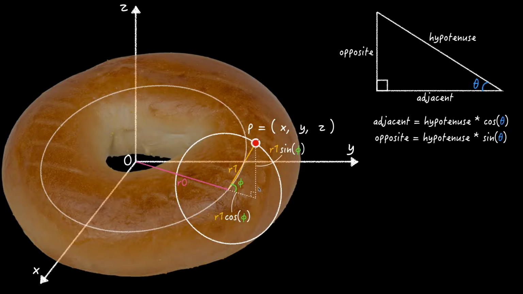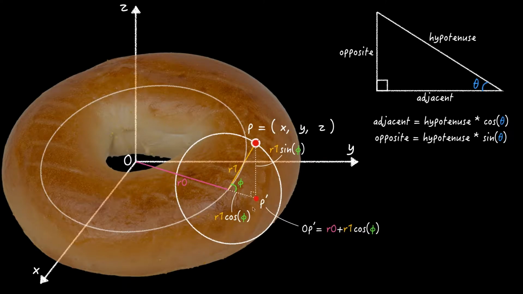If I draw a vertical segment from this point P to the xy plane and define this angle as phi, then the length is going to be R1 sine phi. Because according to SOH CAH TOA, this vertical segment is opposite of this R1. You see that? So it's defined as hypotenuse times sine of the angle. Whereas this segment is adjacent, so it's defined as R1 times cosine phi.